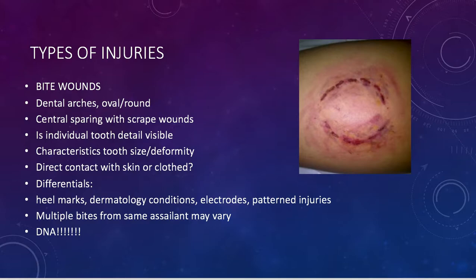But some of the differentials that you should consider are heel marks. It's very common to get a bite mark mistaken for a heel mark, especially if only one dental arch is seen. You're not always going to see two arches on a bite wound. A great example of that is, let's say the patient had a bite wound. However, only one dental arch or half the mouth bit down directly on skin.